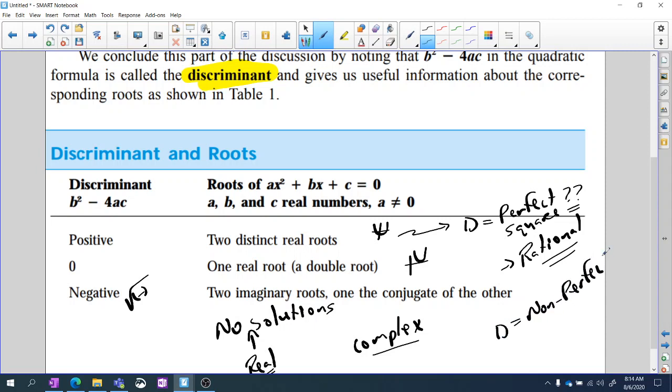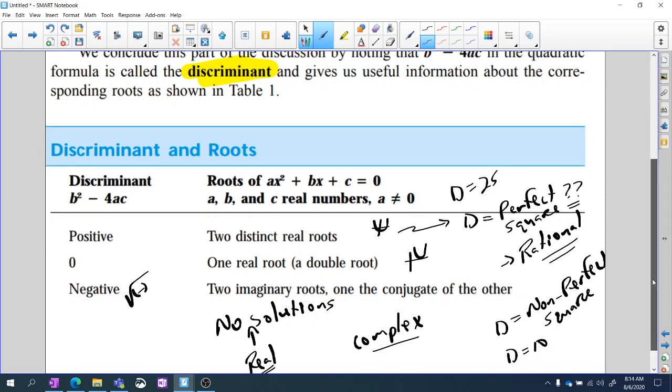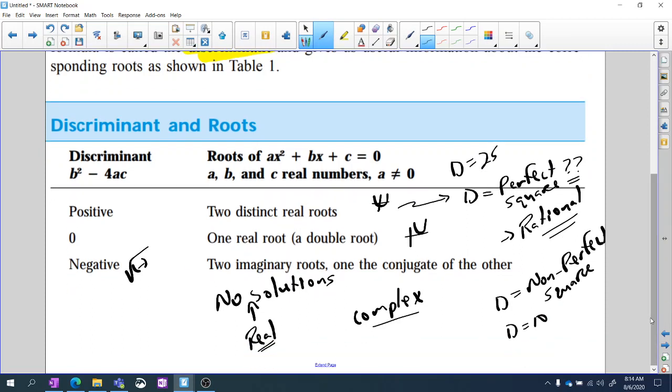So for example, let's say here the discriminant would have to be something like 25. Then I know the answers are rational. Let's suppose the discriminant was just 10. Well, 10 is not a perfect square. So if 10 is not a perfect square, that means that underneath that square root sign, I wouldn't be able to get a single exact value. And this would still be two solutions, but they would be irrational.